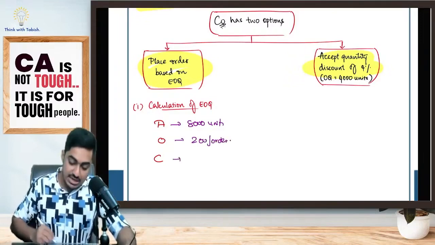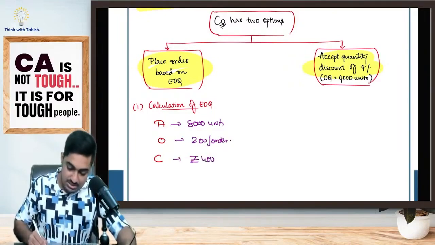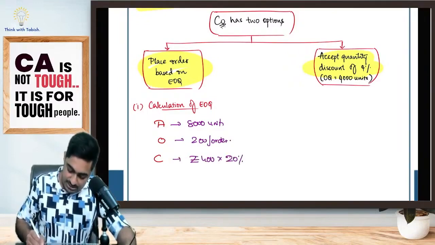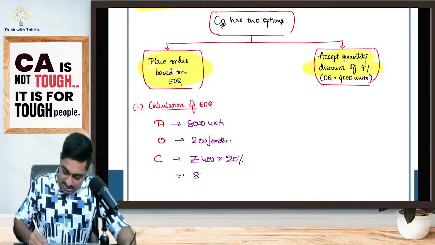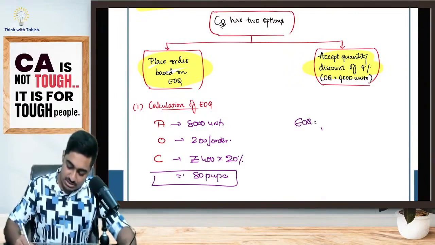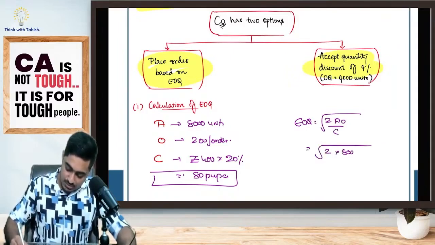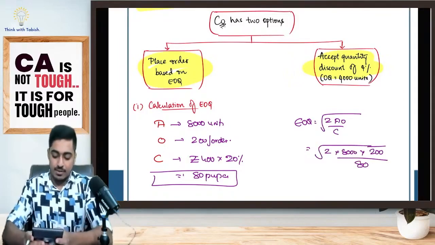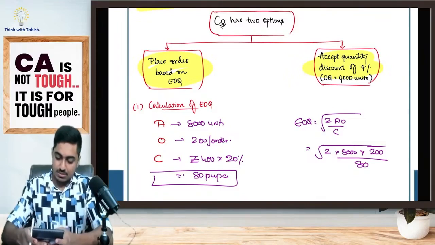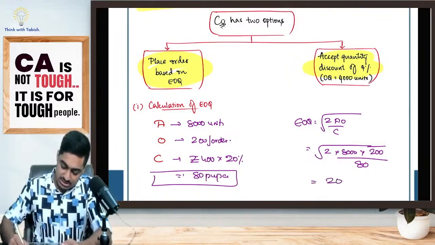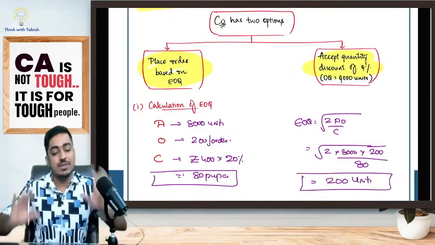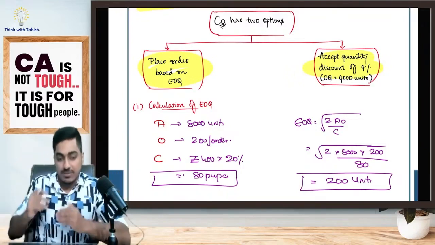What is my carrying cost? Every unit I am buying at 400 rupees. To hold it for 1 year, 20% of that I'll have to incur. So 400 into 20%, it is 80 rupees per unit per annum. So EOQ is square root of 2AO divided by C, which is square root of 2 into 8,000 into 200 divided by 80. Is it 200 units? Yes or no, everyone? So I calculated my EOQ. I was convinced that my total cost will be minimum if I'm buying 200.